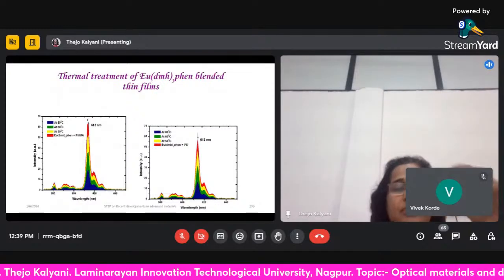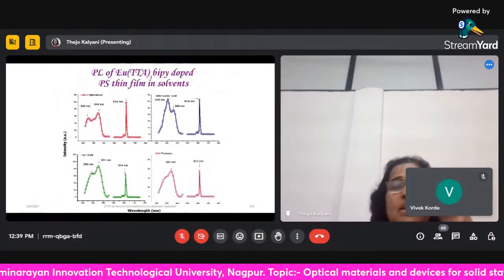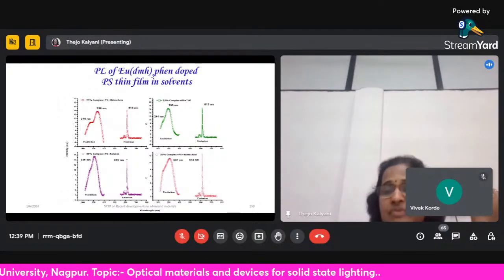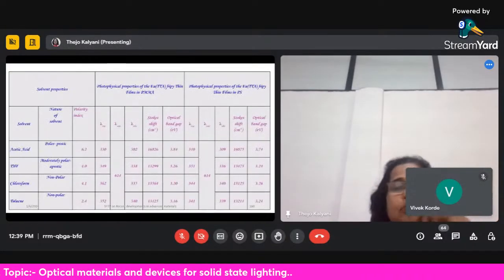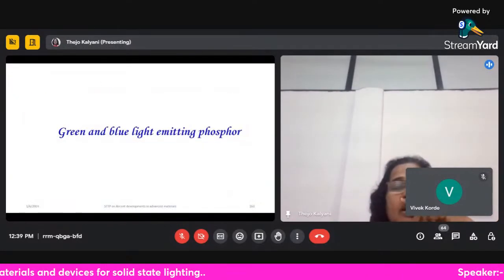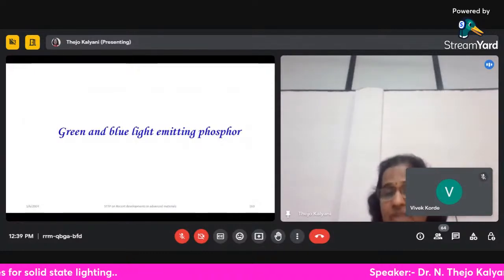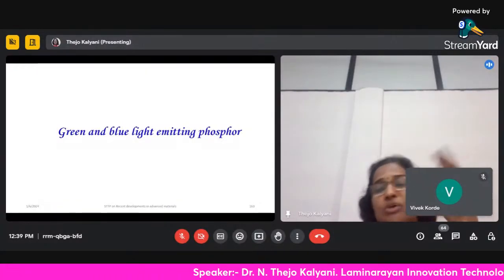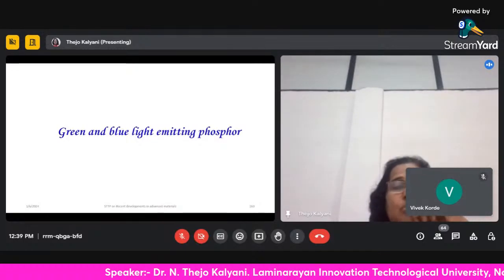So for thin films, this is the graph for the other complex. And now we'll be going for some other color. These are in different solvents also we have done. I'll be speeding up. Okay. We have done with red light emitting phosphor, and now let us go for green and blue, because for solid state lighting, all these three colors are important.